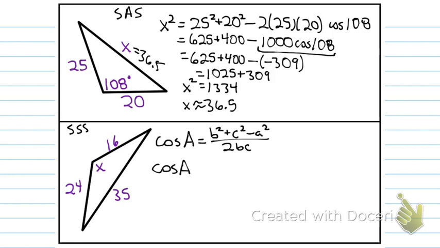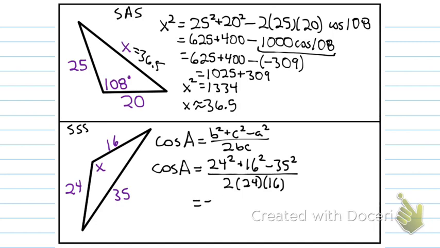So cosine of A is equal to the two adjacent ones, 24 and 16, both squared, minus 35 squared, over 2 times 24 times 16. Getting things in the right place is important for this formula. So 24 squared plus 16 squared minus 35 squared comes out to be negative 393. Then 24 times 16 times 2 is 768. So we have cosine of A equals that value.